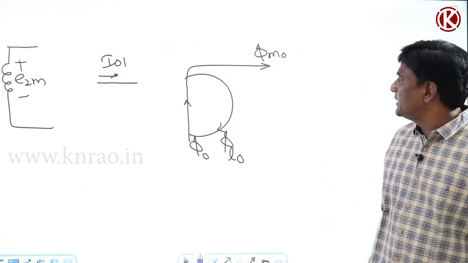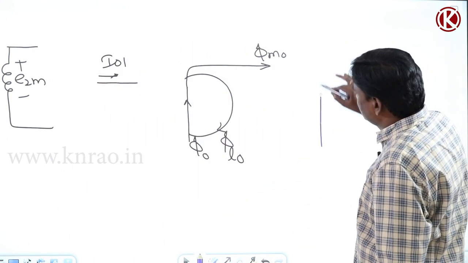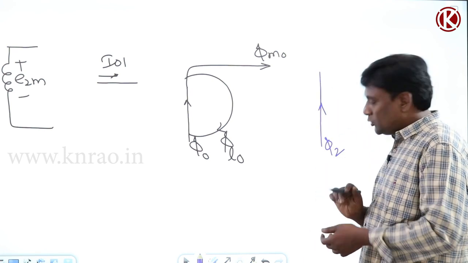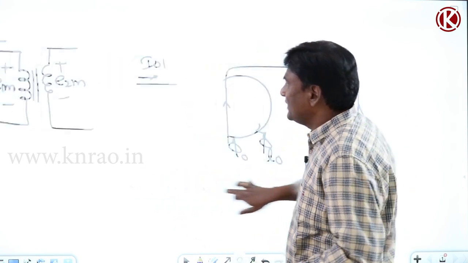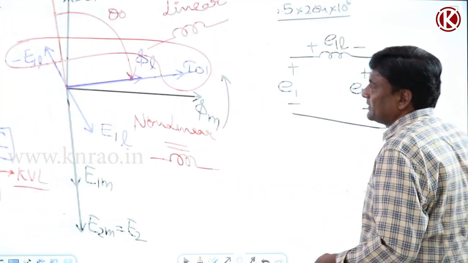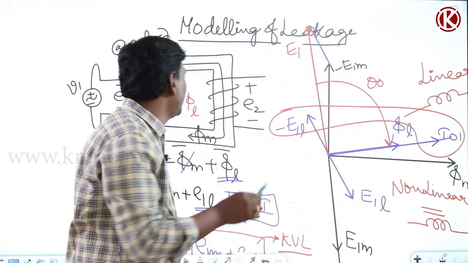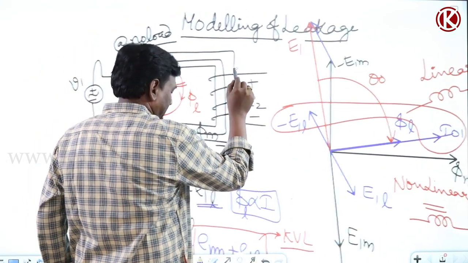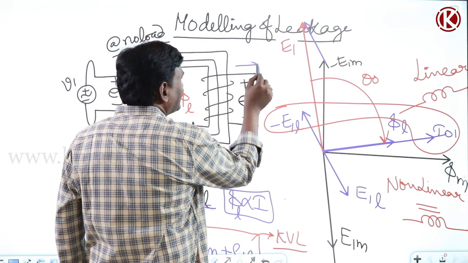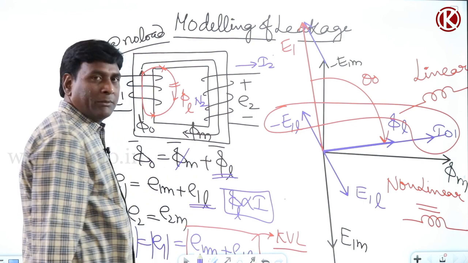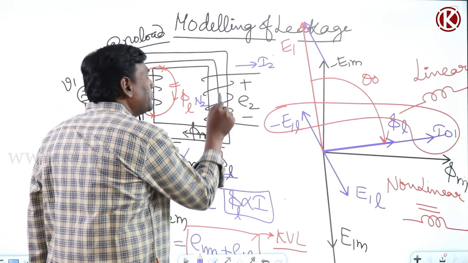I2 is the amount of current. So in the secondary, total flux will come, that is phi 2. For example, if some current is flowing in the secondary, I2 flowing through N2 will produce some MMF. Out of that, phi 2 will be produced.